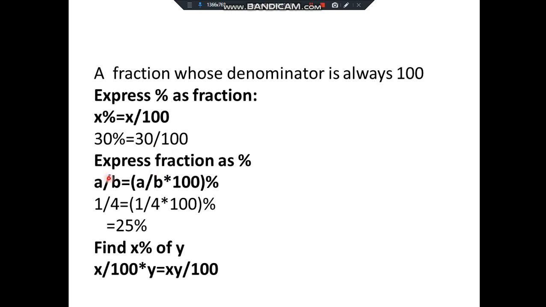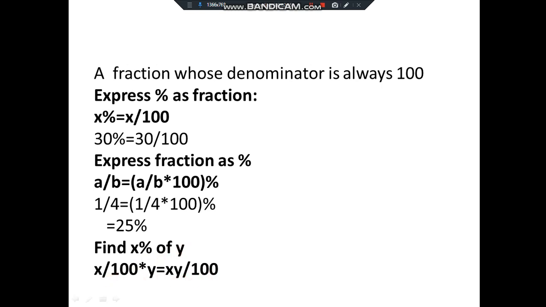Now to express a fraction as a percentage, let a by b be a fraction. A fraction is nothing but a numerator and a denominator, so a is the numerator and b is the denominator. To express this as a percentage, we just multiply it by 100. Let 1 by 4 be the fraction. So 1 by 4 into 100% is 25%. So to convert a fraction into a percentage, just multiply by 100. One more thing: find x percentage of y. x percentage means x by 100, and 'of' means multiply, so y multiplied gives you xy by 100.